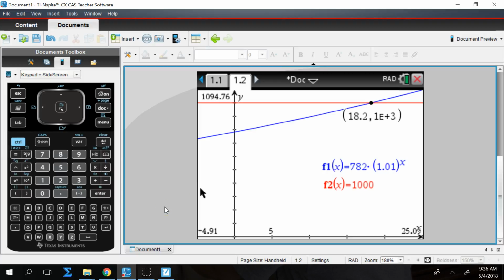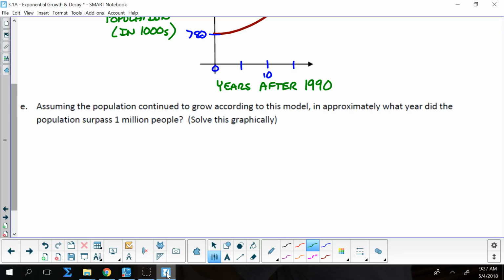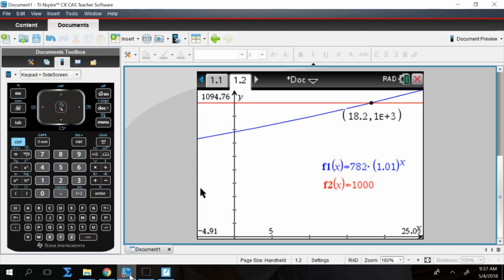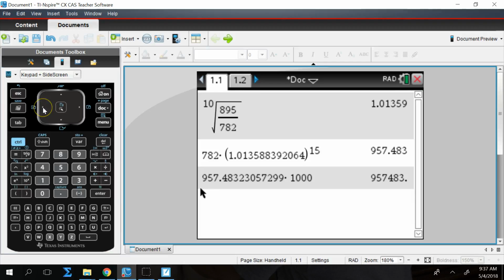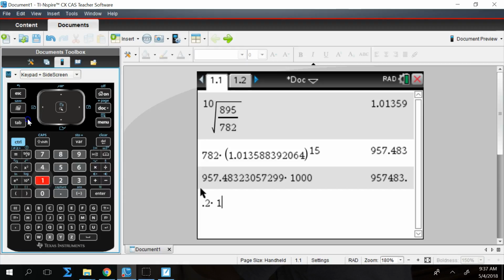Okay? So at 18.2 years, it's going to surpass a million people. So 18 years would be what? 2008? So sometime in 2008? Really, if we wanted to get technical, we could go 0.2 times 12, and so really it would be sometime in February, mid-February of 2008.